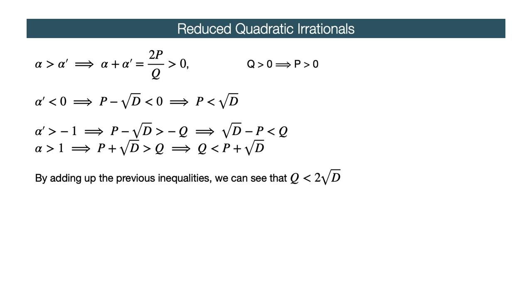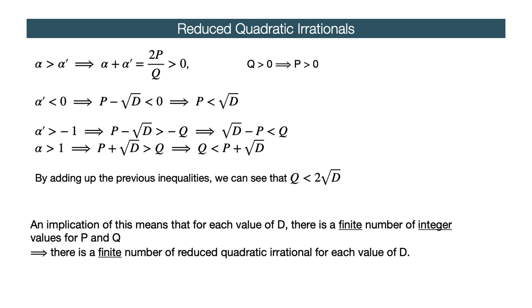Therefore, root d minus p is less than q. Alpha is greater than 1, therefore p plus root d is greater than q. Therefore, q is less than p plus root d. And by adding up the previous two inequalities, we can see that q is less than 2 root d.